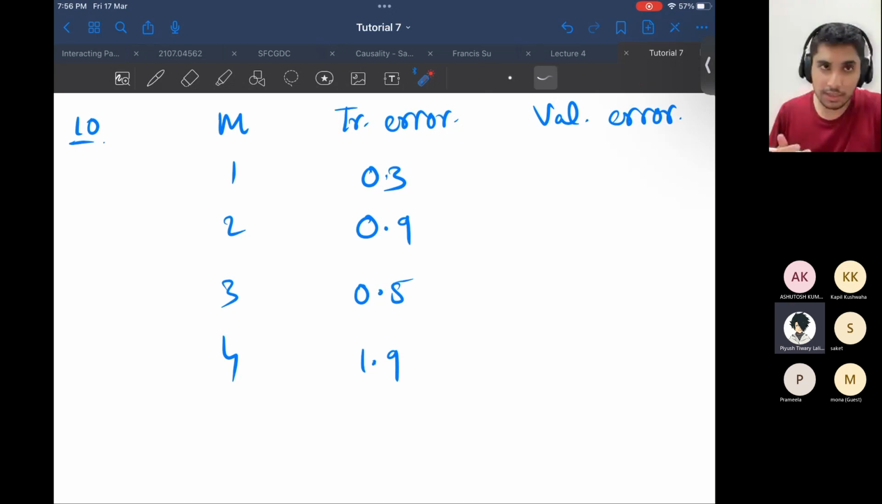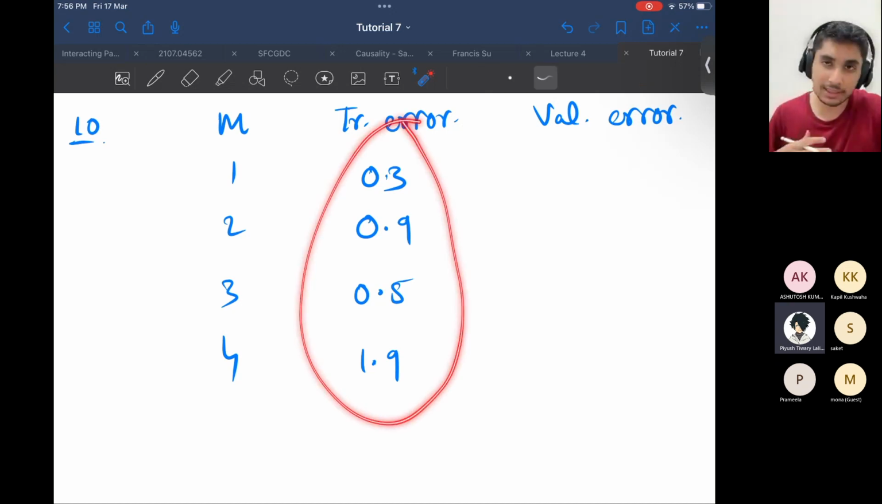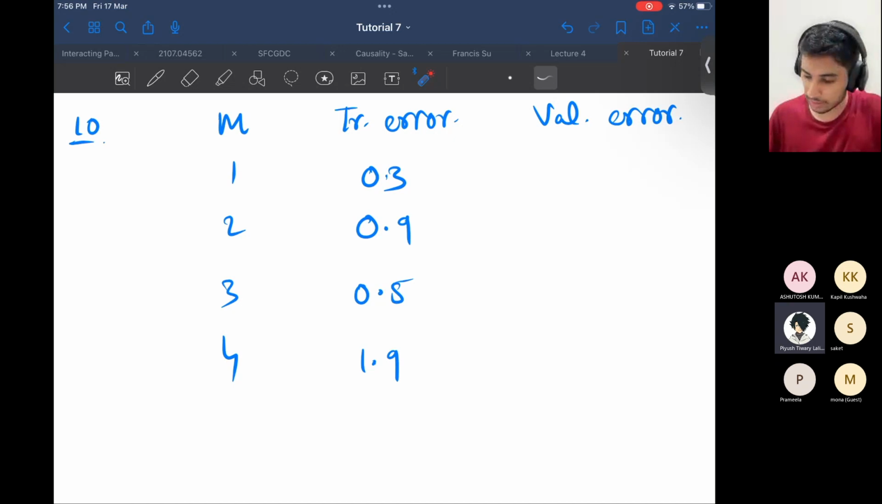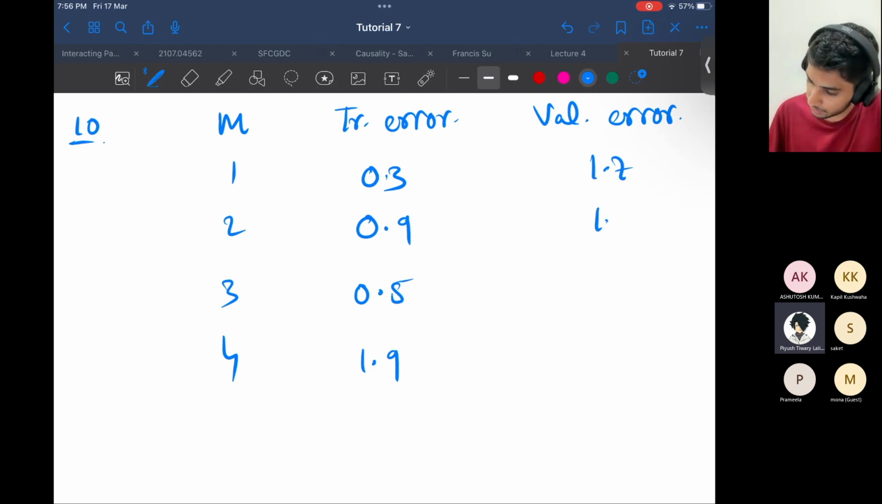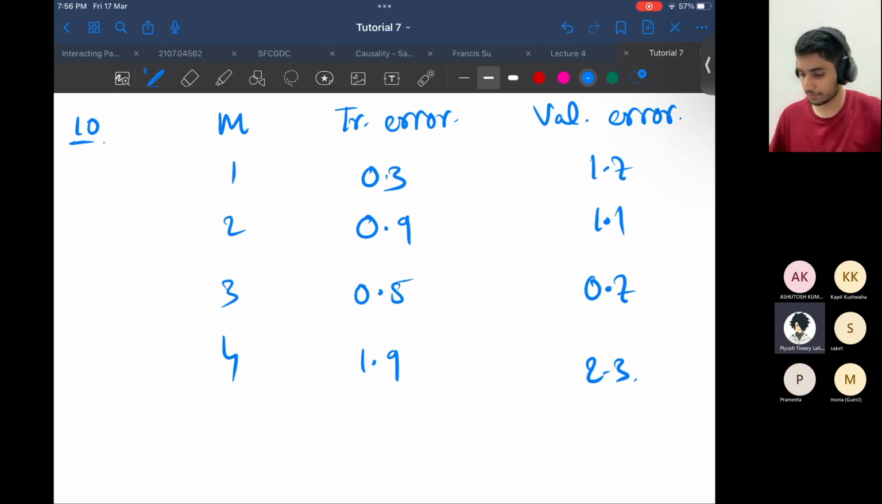I hope you will agree with me that giving these training errors doesn't make any sense. I can make my training error as small as possible with a sufficiently large neural network. What I actually need to look at is the validation error. So what is the validation error? This is 1.7, this is 1.1, this is 0.7, and this is 2.3. So we are asked which model we should choose to get the best result on the test data set.